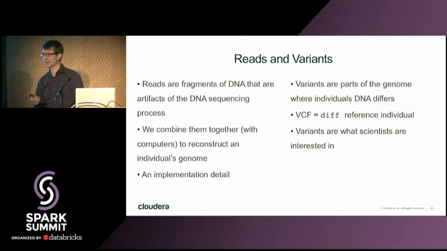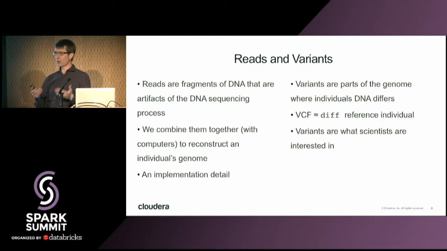Variants, on the other hand, is another term that comes up all the time. Variants are parts of the genome where individuals' DNA differs. So I might have a G in one position on my genome, and someone else might have a T, for example. And the collection of those variants is stored in a file called a VCF file, which stands for variant call format. In computer science terms, you might think of that as like Unix diff between yourself and the reference genome.